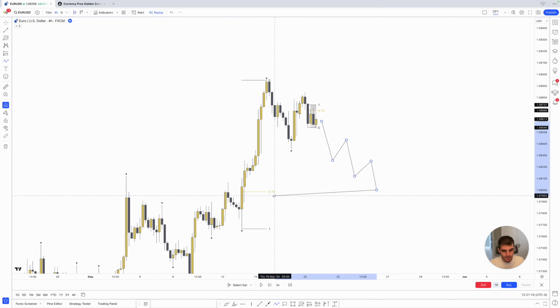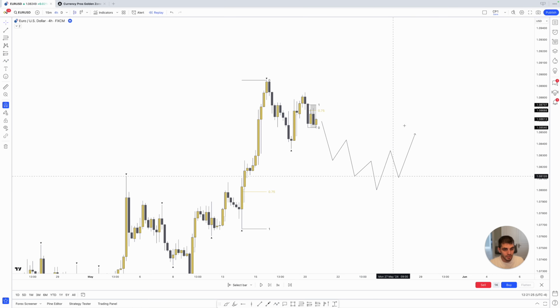It doesn't have to be exactly the 75%. And then at that point, if price is to get there, I would not be selling on the lower time frame. I would be looking for buying opportunities on the lower time frame to capitalize on bullish momentum.